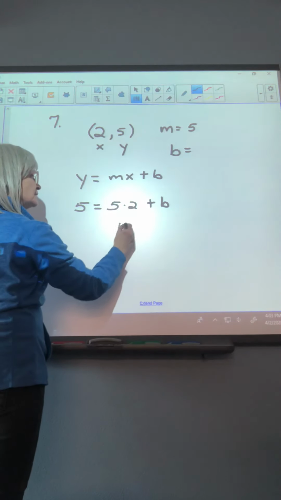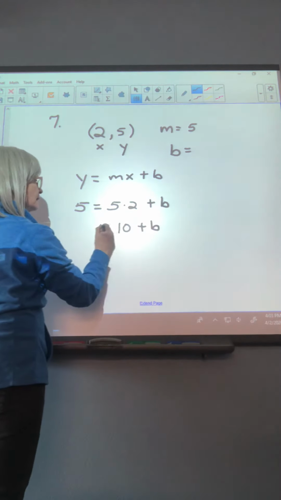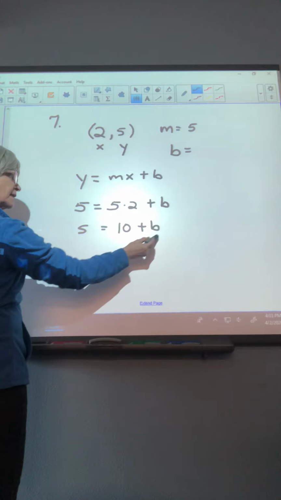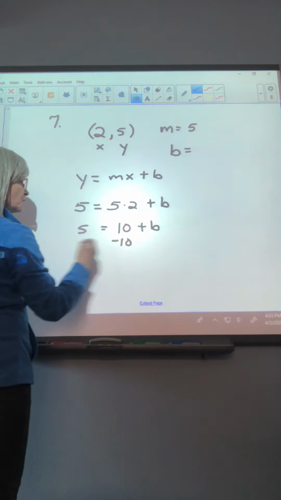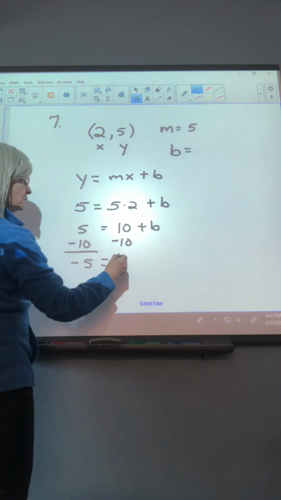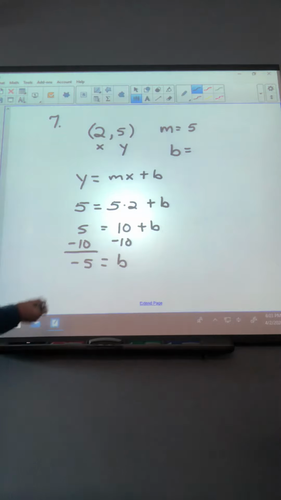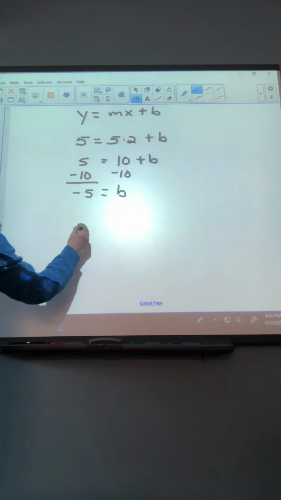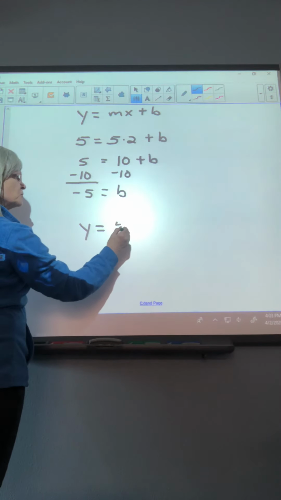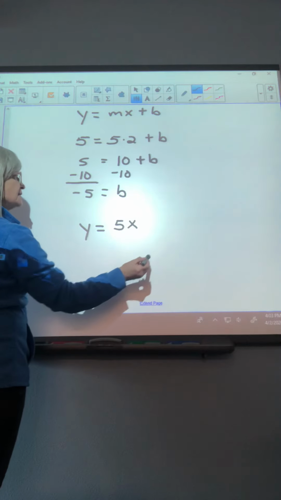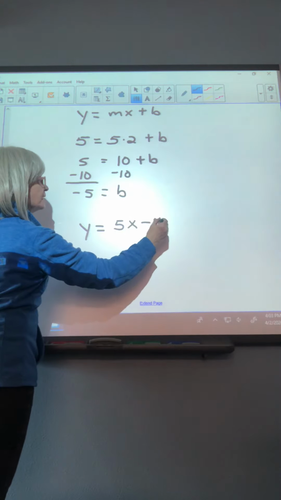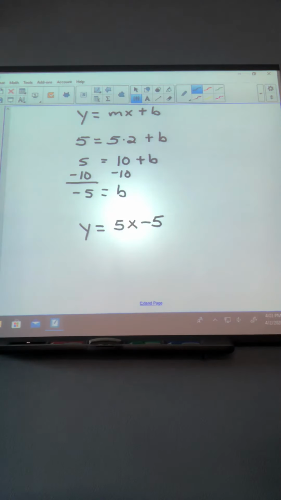So 5 times 2 is 10. So 5 is equal to 10 plus b. We want to get that b all by itself, so we're going to take away 10. So we get a negative 5 is equal to b. Now that we know that b is a negative 5, we can go ahead and write our equation. So y is equal to, remember our slope was 5, and we have an x next to it, minus the y-intercept, which would be a negative 5.